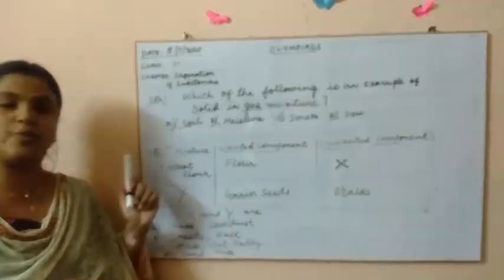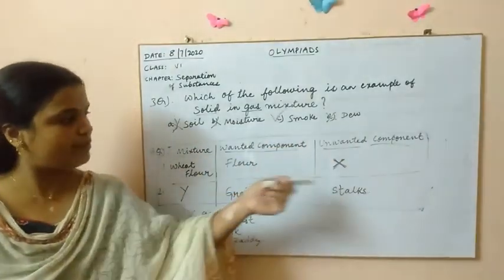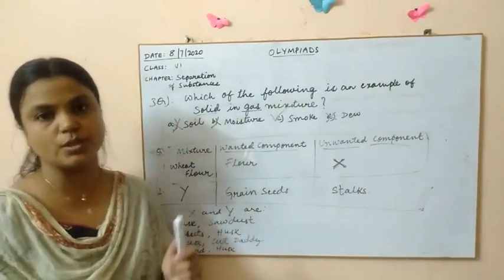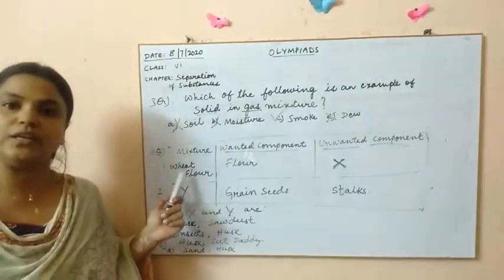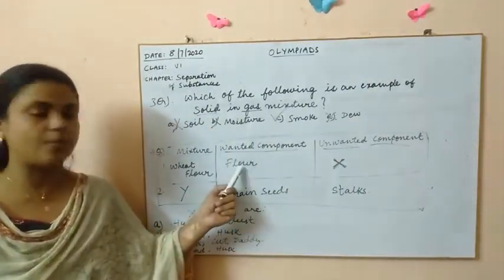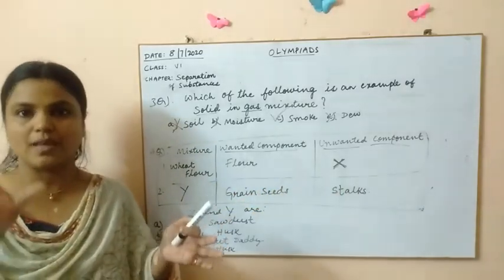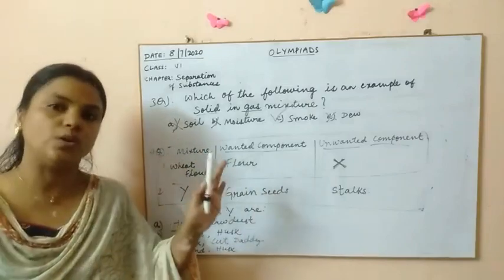Let's go to the fourth question now. Here there is a table given of mixture, wanted components and unwanted components, children. First mixture is wheat flour. So the wanted component is the wheat flour and the unwanted component is eggs. So something is there in that mixture which we don't want.